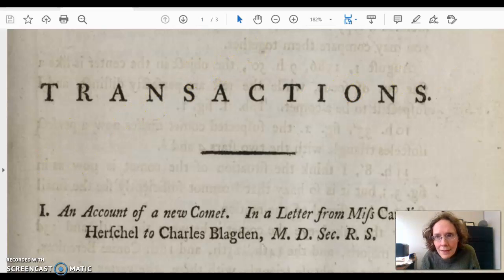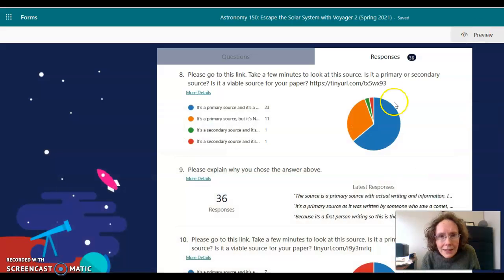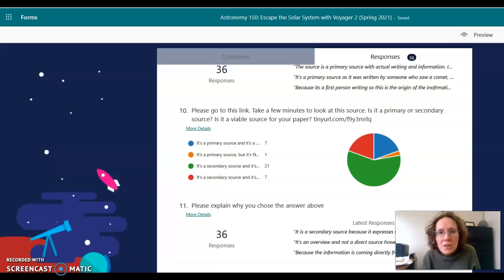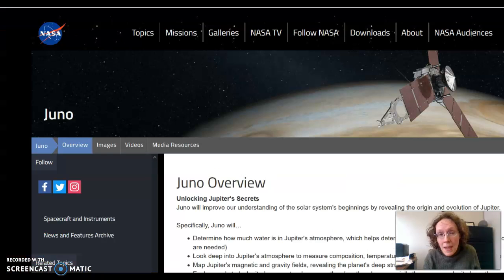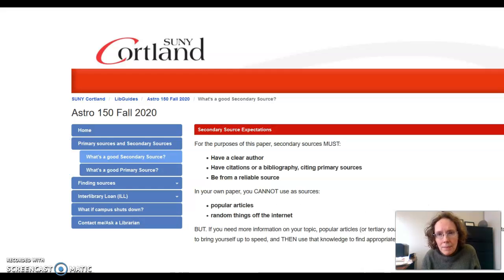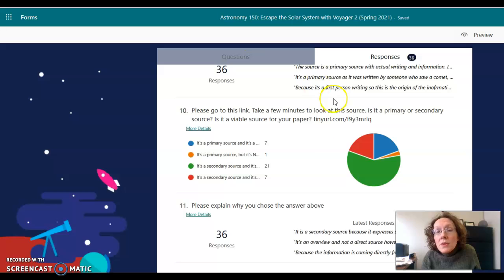So let's move on to the next one. This was interesting. This was the NASA article on Juno. And there are some really interesting justifications here. Most of you said that this is a secondary source and it is viable for your paper. Some of you said that it was a primary source, and whether or not it was viable.